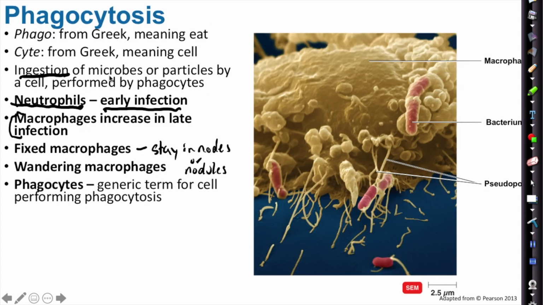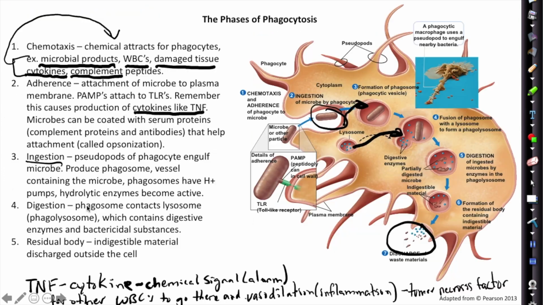So phagocytosis is the ingestion of microbes or particles. Neutrophils are early in infection because there's just a lot of them. Macrophages, however, soon pick up because they start to wander into the area where the cytokines are leading them, saying that there's a pathogen over here. Fixed macrophages, however, stay in a node or a nodule. It's only the wandering ones that will go to the area of infection with the neutrophils and do phagocytosis.